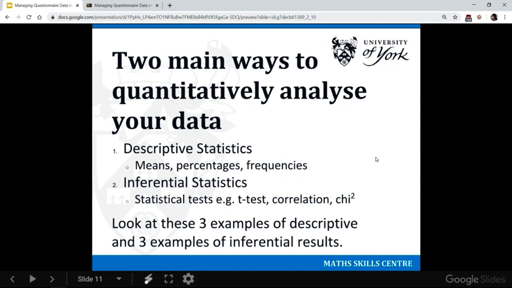And sometimes descriptive statistics are enough. You can just use descriptive statistics and that's your results. Sometimes you have to use descriptive statistics along with what we call inferential statistics. Inferential statistics just refers to a stats test where we get a p-value. So a correlation, a t-test, a regression, a chi-squared. So I'm going to give you 3 examples of descriptive statistics and 3 examples of inferential results.